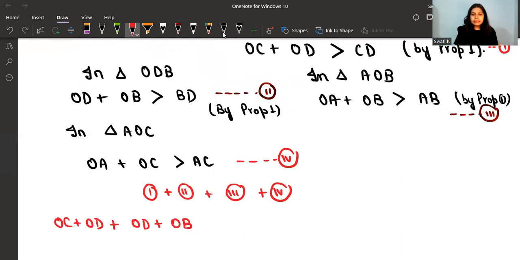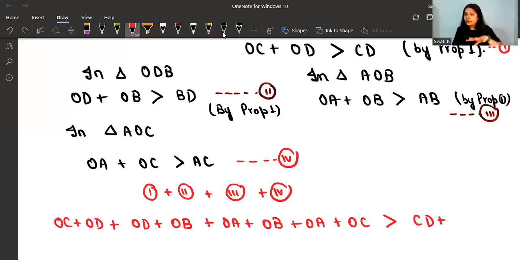Correct? And then we have OA plus OB. Correct? And then we have plus OA plus OC. And then is greater than, we are getting CD plus, I'm now writing the RHS part. So CD plus BD plus AB plus AC.